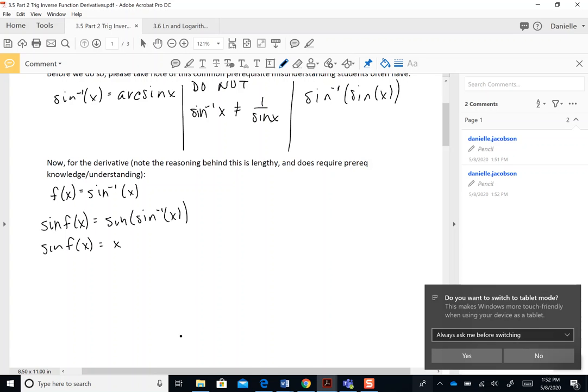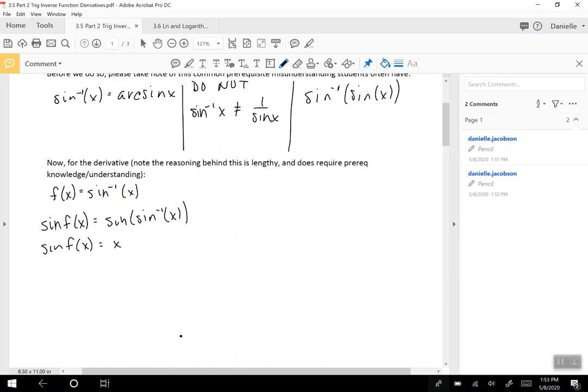All right, so at this point, I need to go ahead and take the derivative of both sides because in the end, I'm trying to find the derivative. I want f prime of x, so let's take the derivative of both sides using either prime notation or derivative notation. I'll just use prime notation for now. So I take the derivative of both sides.